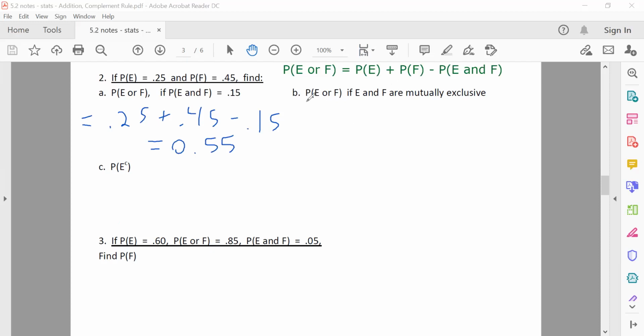What is the probability of E or F if the events are mutually exclusive? So we use this same formula, 0.25 plus 0.45 minus, but now if they're mutually exclusive, what's the probability of both E and F? 0. Pretty much by definition, mutually exclusive means they can't both happen.